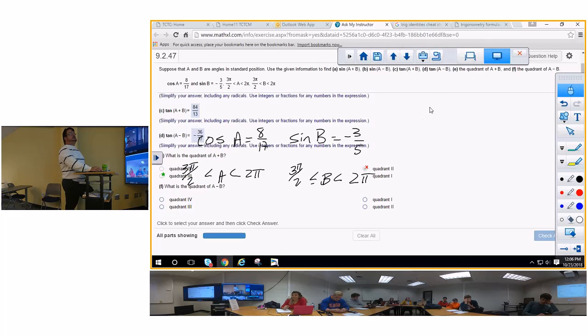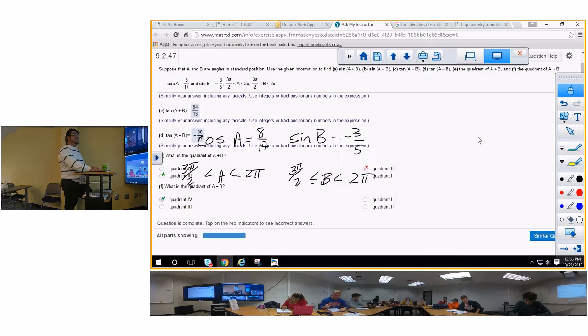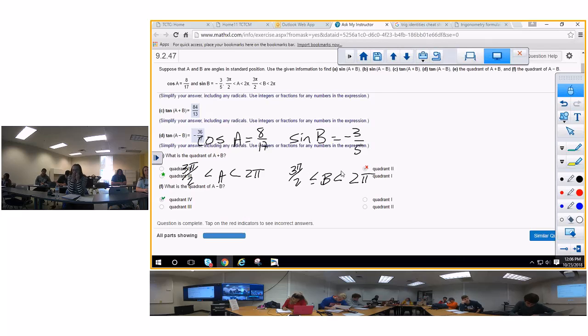So what was tan of A minus B? Negative 36 over. All students take calculus, so it had to be in quadrant 4. Am I thinking right? Yeah. So you have to use all of them.